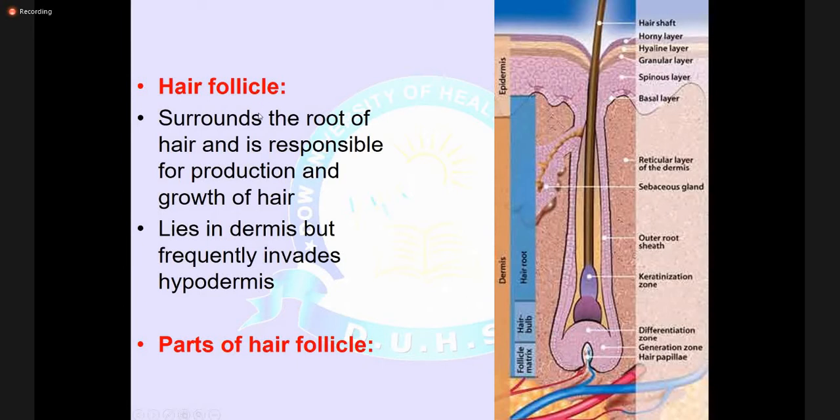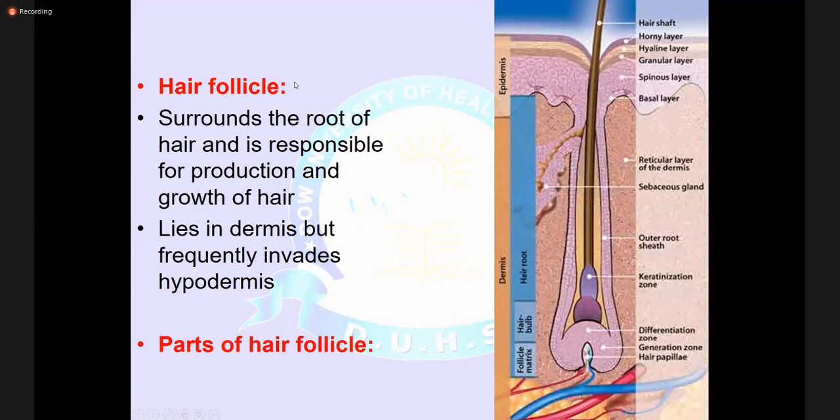What is the hair follicle? It surrounds the root of the hair and is responsible for the production and growth of the hair. It lies in the dermis, but frequently invades the hypodermis, so it is the deeper part of the hair.